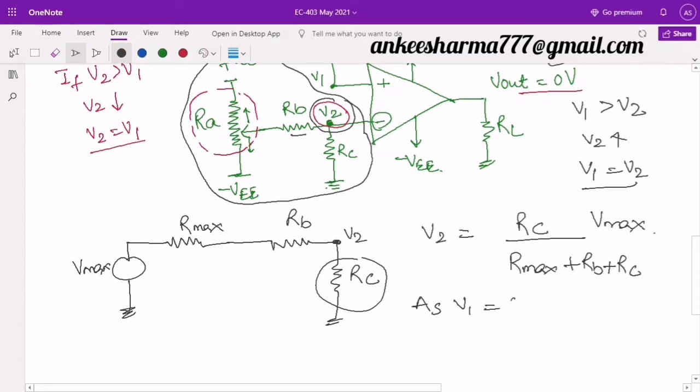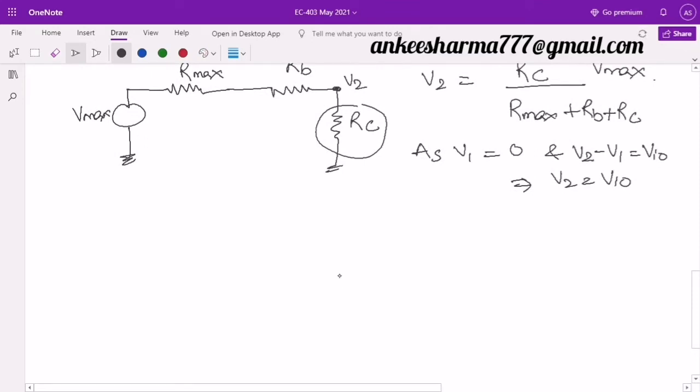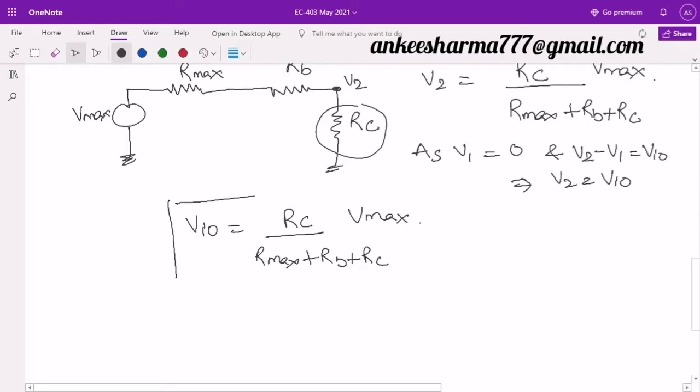As V1 is equal to 0 and V2 minus V1 is equal to VIO, this implies V2 is equal to VIO. So I will substitute the value of V2. VIO will be equal to RC upon R maximum plus RB plus RC into V max, right? So this will be the equation of my Thevenin equivalent of this circuit.